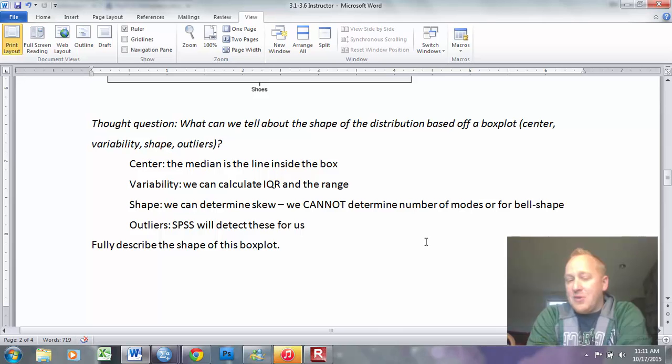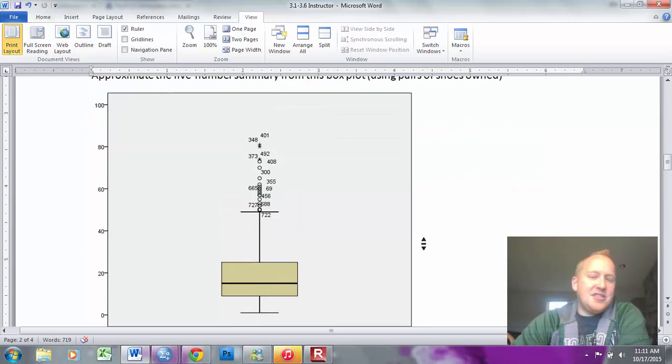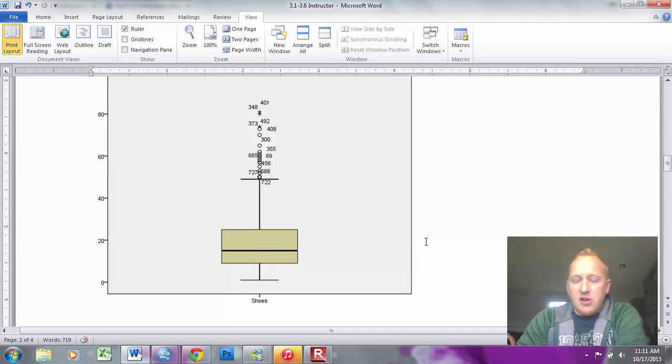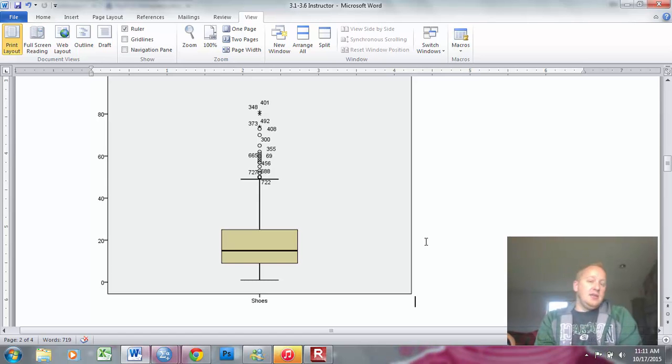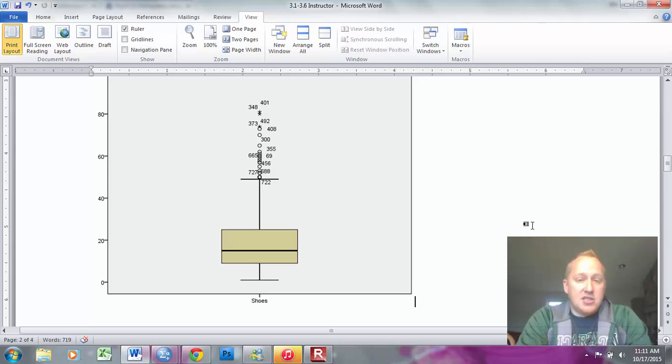A couple things that we cannot determine from a box plot. We can't determine how many modes there are. So if I look at this graph, I don't know how many modes there are because it doesn't show us the distinct peaks. That's just not something that a box plot does. And the other thing along those same lines, it doesn't tell us if it follows a normal distribution either.